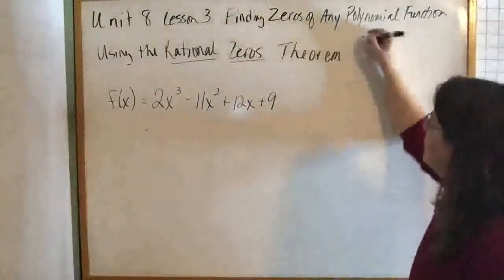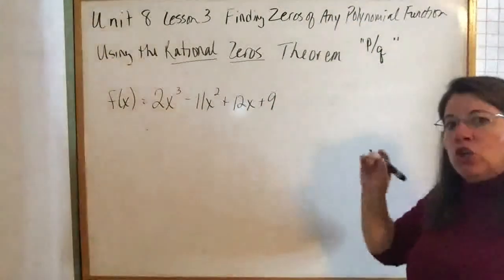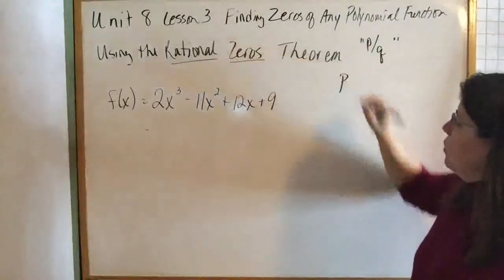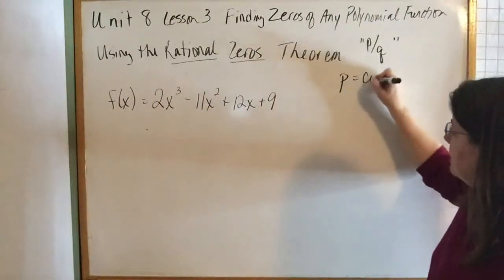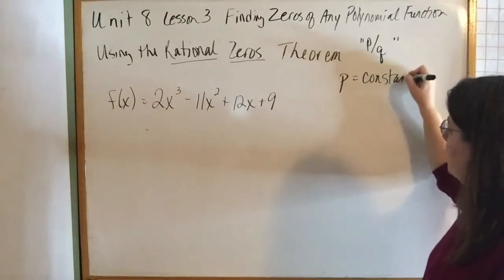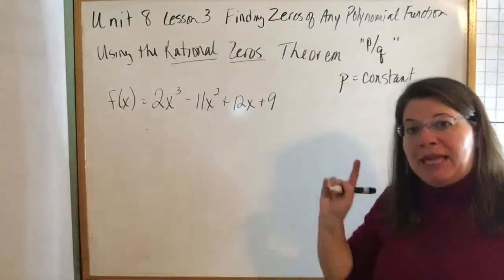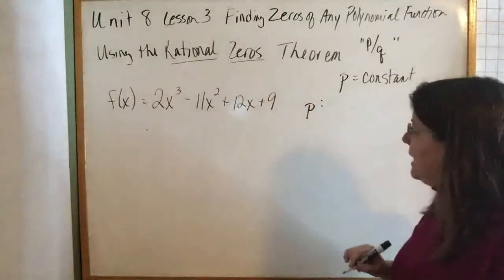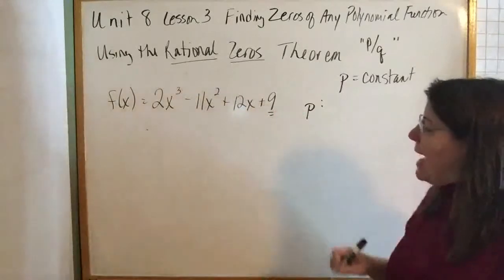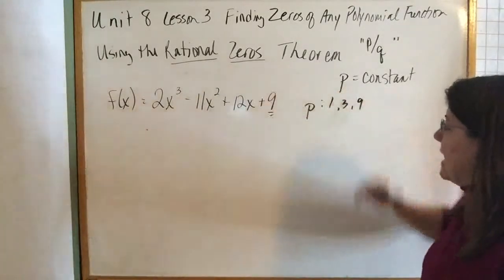I call that the P over Q theorem. Basically, you're going to take your P values. Your P number is the constant. I'm going to find all the factors of my P value, or my constant. The P value is 9. Factors of 9 are 1, 3, and 9.